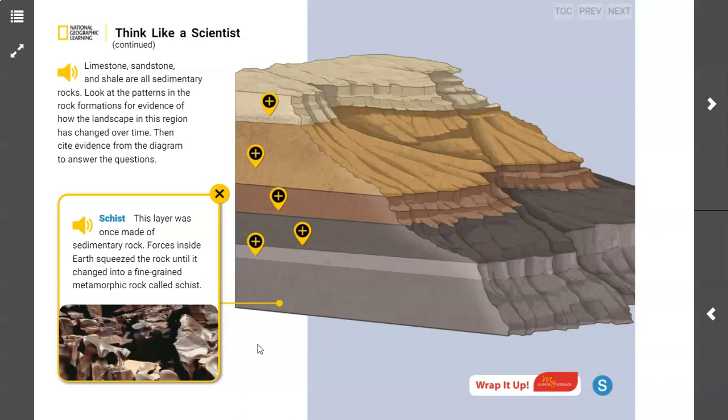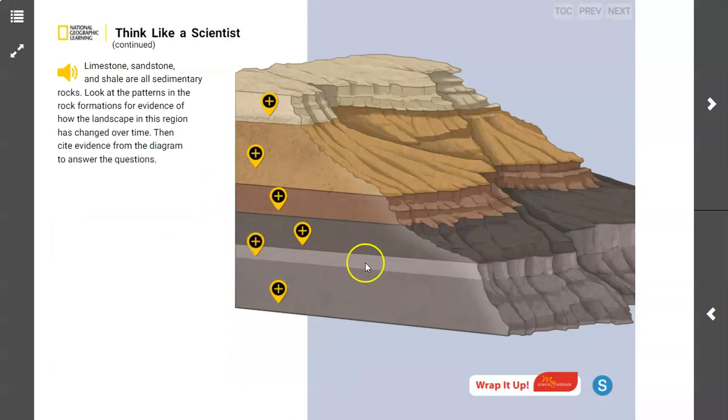So at one point, this was just layers of sediment. However, the forces inside Earth, like gravity, and the other sedimentary layers being put on top of it, have actually pushed it together so much that it's no longer considered a sedimentary rock. It's actually now a metamorphic rock.